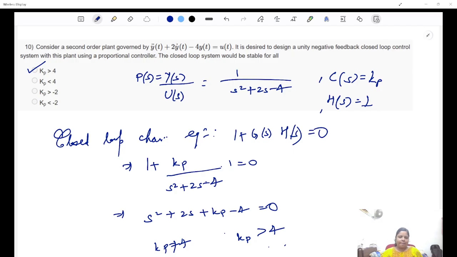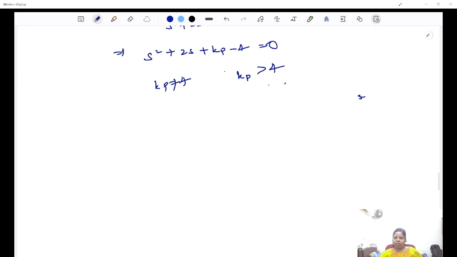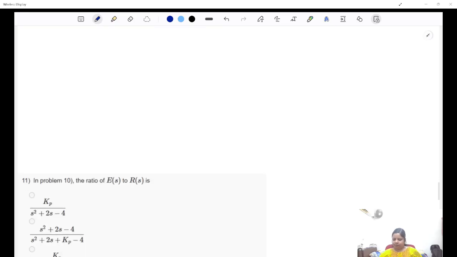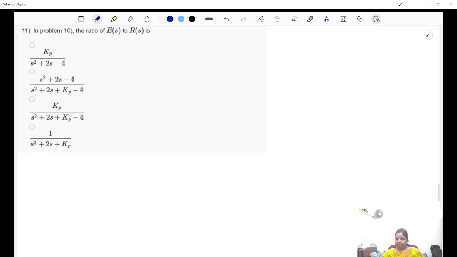Clear? These are very simple questions. Very, very simple. Okay, let's move to the next question then. In problem 10, in the same problem, the ratio of Es to Rs is what?